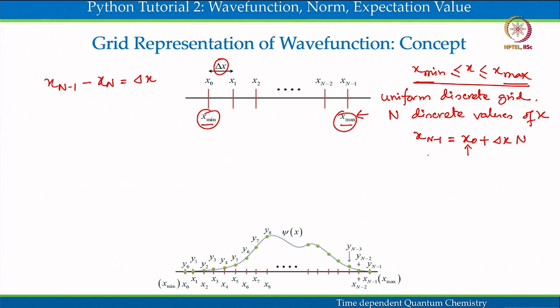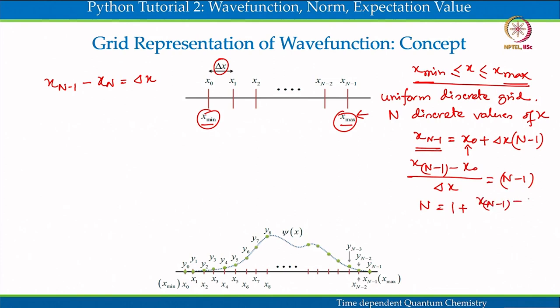So what I get is that x n minus 1 is going to be X naught plus n minus 1 times delta X. If we rearrange it, I can write x n minus 1 minus x naught divided by delta X equals n minus 1, or n equals 1 plus x n minus 1 minus x naught divided by delta X.